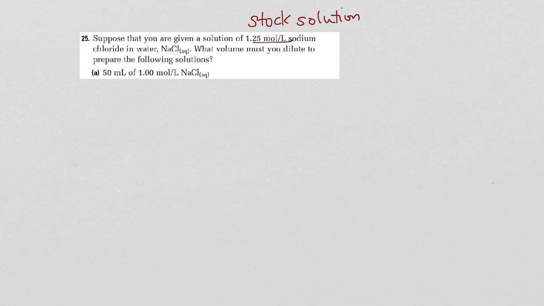Actually, I'm going to write this. This is C1. This is V1. So it's asking how much of that you're going to use to make. So when they say to make or to prepare, now you know that this is V2, the volume you want to make, and this is C2, the concentration you want to make. So let's bring the equation back. C1V1 equals C2V2, and then we can substitute.